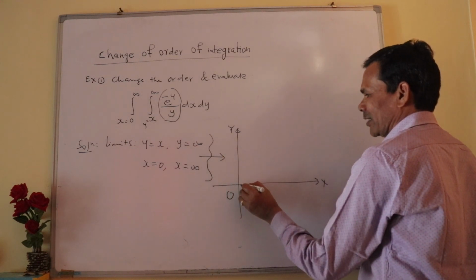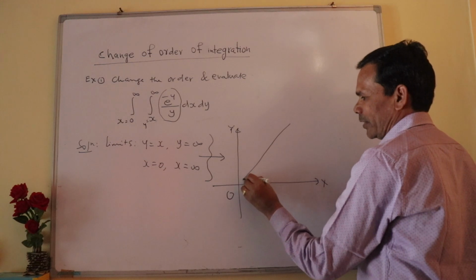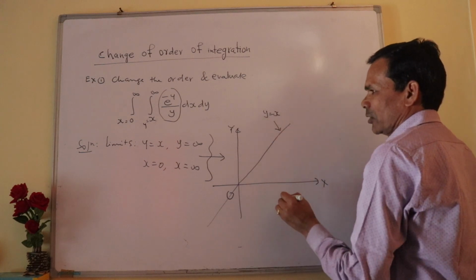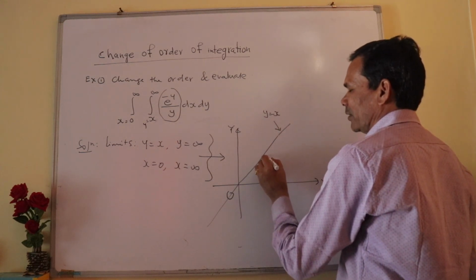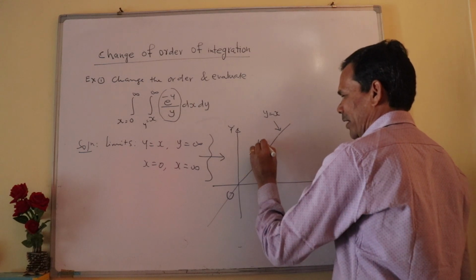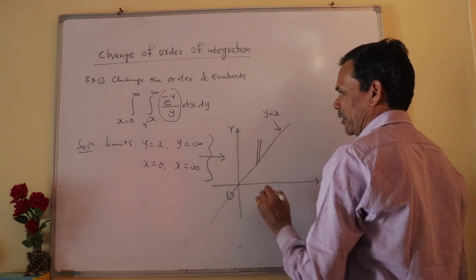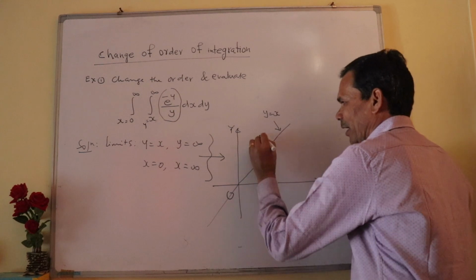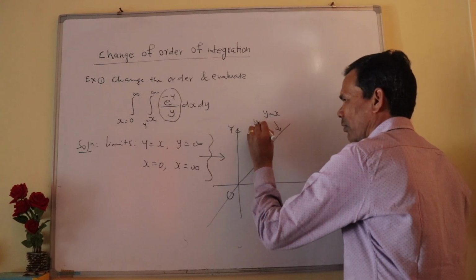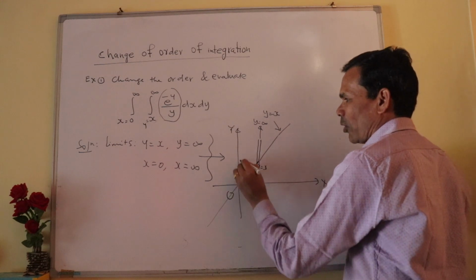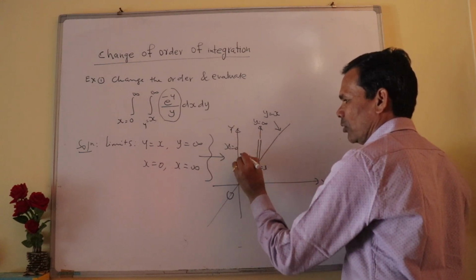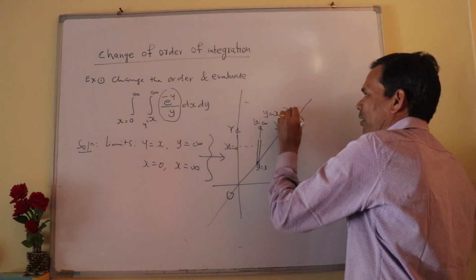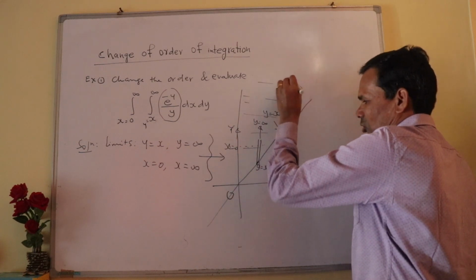Now y is equal to x is this line. Y goes from y is equal to x to y is equal to infinity, so this complete portion is there. This is the line y is equal to x, and in this direction y is equal to infinity, and x varies from x is equal to 0 to x is equal to infinity. This complete half quadrant is the region of integration.